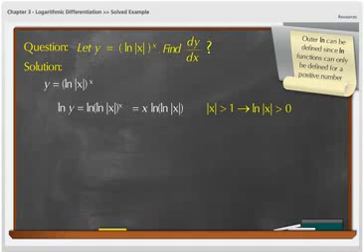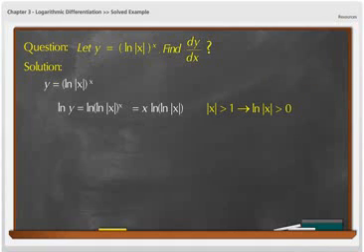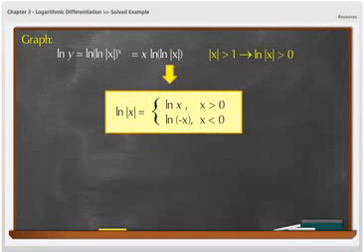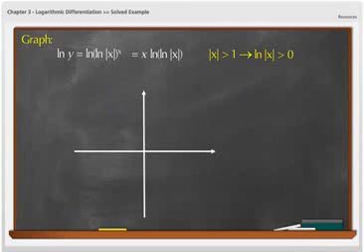Okay, to make this concept clearer for you, let us graph the function ln of the absolute value of x. Remember, ln of the absolute value of x, you could write it as a piecewise function, whenever x is greater than 0 or less than 0. The graph is going to look as follows.